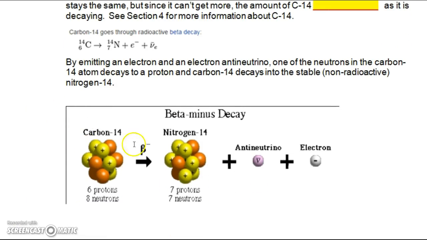So basically you have your carbon-14, 6 protons, 8 neutrons. A neutron turns into a proton. So instead of 6 protons, I have 7 protons. Because every time you change the number of protons, what's going to happen? You make a new element. So we have a different number of protons. We change from carbon to nitrogen. And then there's an antineutrino and electron, which you don't have to worry about.